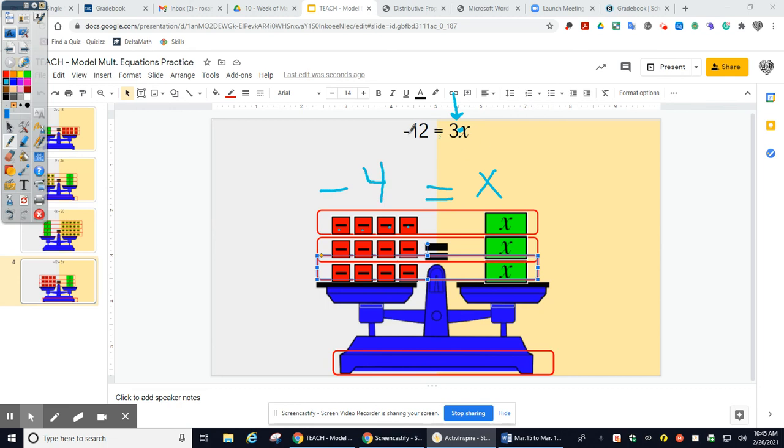So our answer for x would be -4. Let's see if it works. Is 3 times -4 equal to -12? Well, a positive times a negative is a negative, and 3 times 4 is 12. So that is true. So x equals -4.